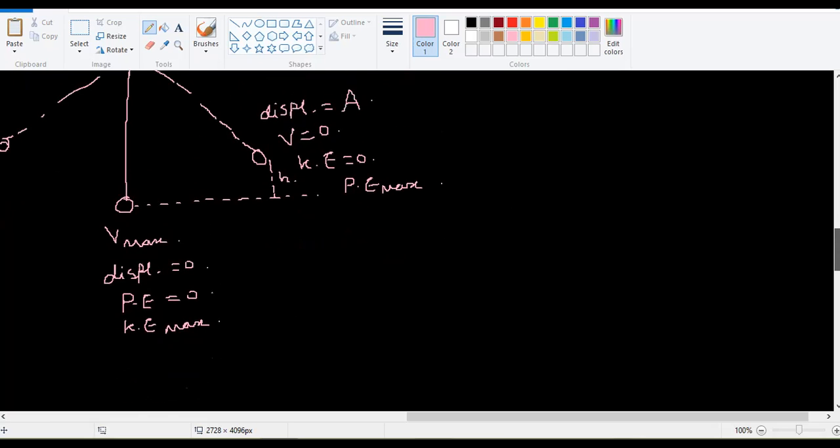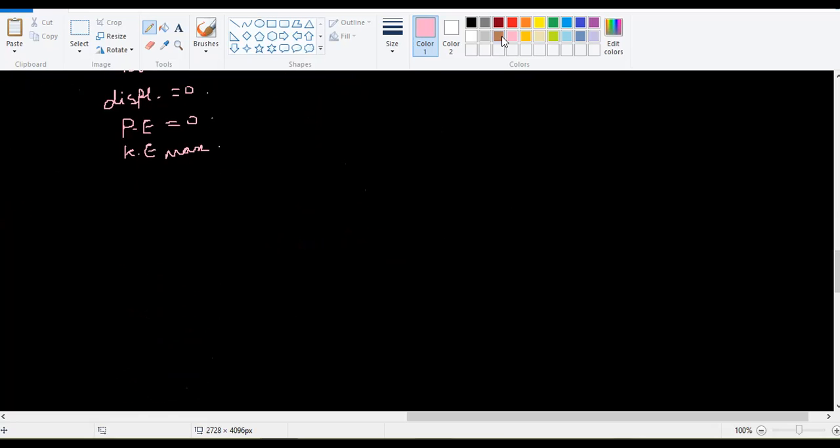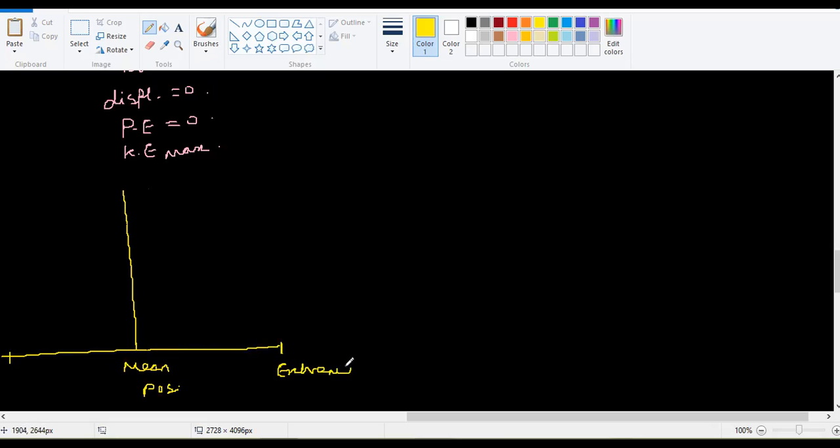So if I want to draw a graph for this, the way I would draw this is, this is your extreme positions, this is your mean position. So at mean position, what did we say? Potential energy is 0. Whereas in the extreme position, what did we say? The potential energy will be maximum. So the curve will look something like this. It will be something like a parabola.